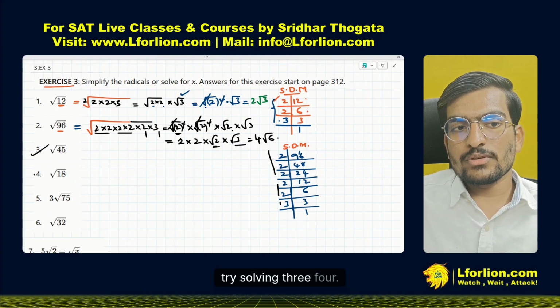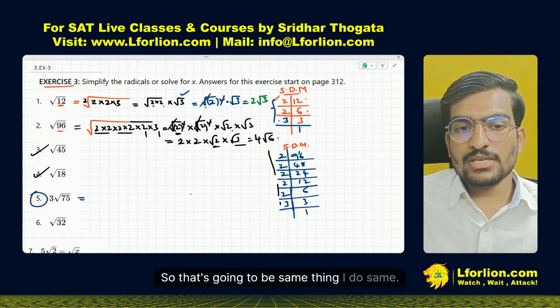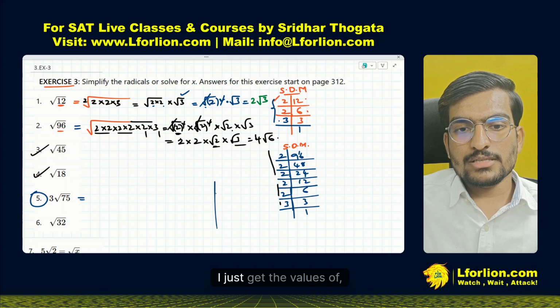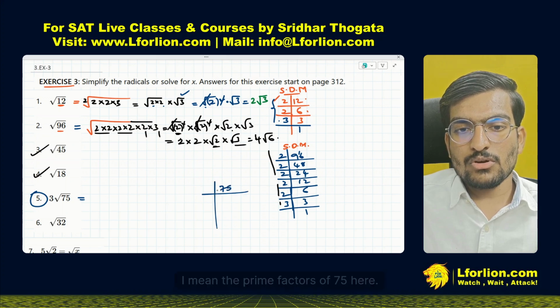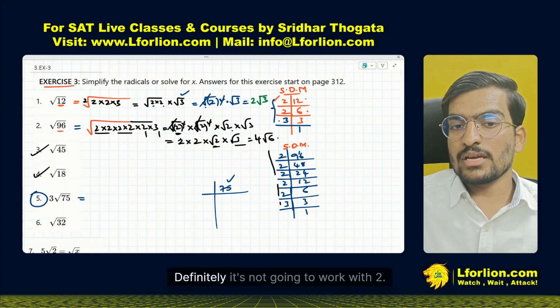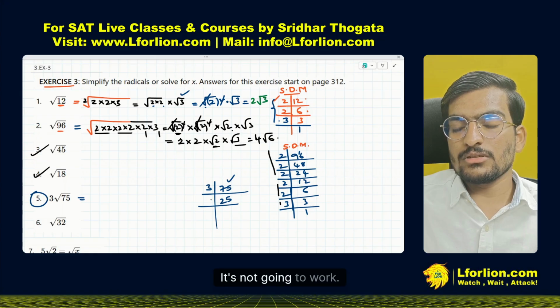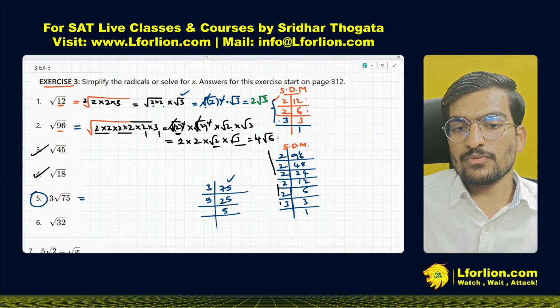So this is your solve. Try solving 3 and 4. Let me solve 5. So that's going to be the same thing. I just get the prime factors of 75. Here the digit is 5. Definitely it's not going to work with 2, so I start working with 3. So 3 works: 3 into 25, and then 3 into 5s, and 3 is not going to work. So the next prime number is 5. So 5 times 5.